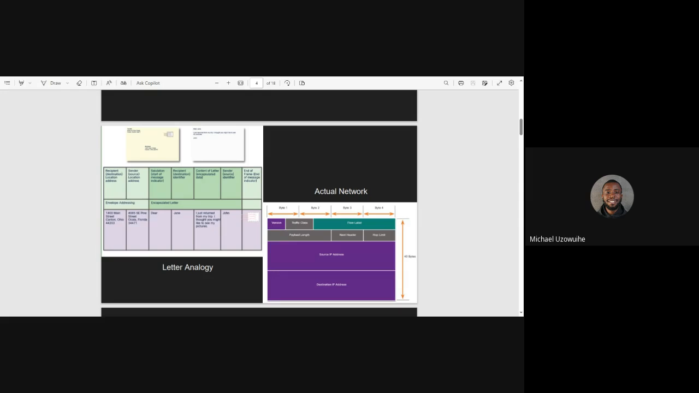So I was trying to use this diagram to depict an actual way of setting in place protocols that make communication happen, giving an analogy of how you normally send messages day-to-day and comparing it with what an actual network looks like.